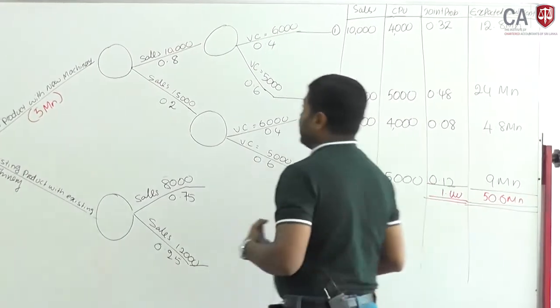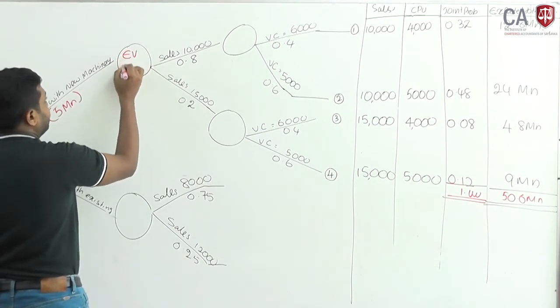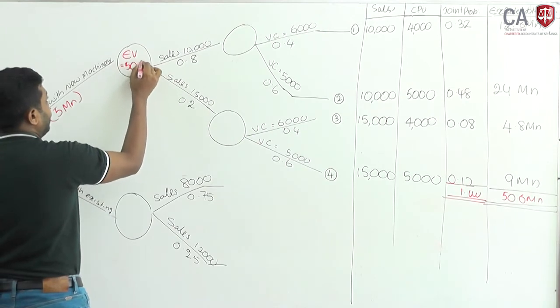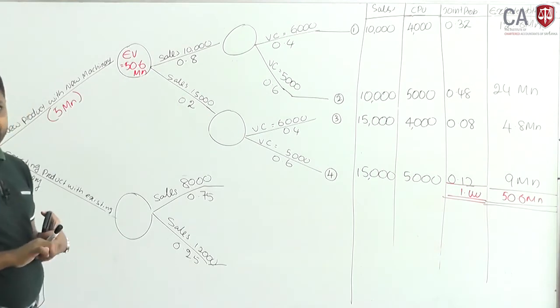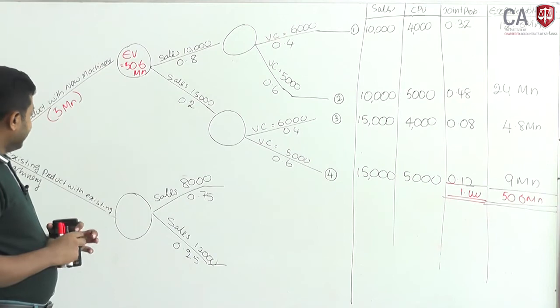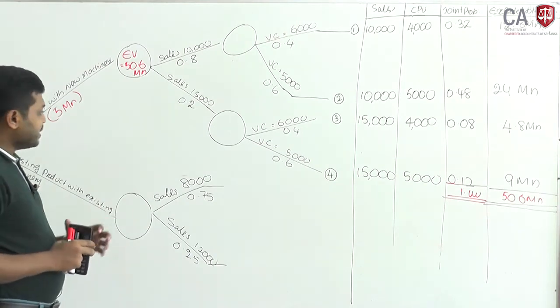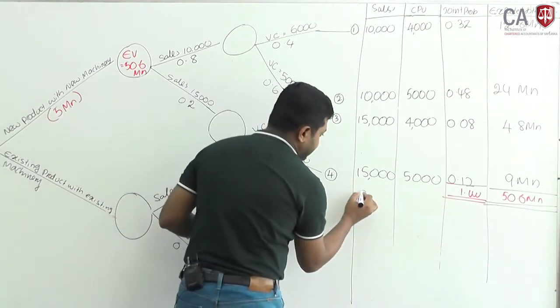50.6 million. Therefore, here I will take the expected value directly: 50.6 million, the net profit. Expected value 50.6 million. Okay, existing product with existing machinery, 8,000 units will be there as a sale.